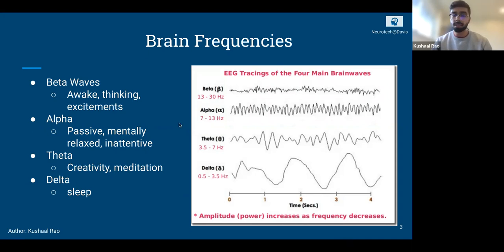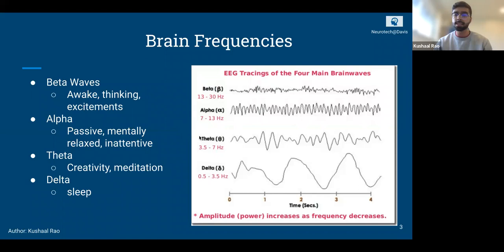So beta waves are often present when we are awake, when we are thinking, when we are excited, when we're trying to actively focus on a task and trying to complete that task. Alpha waves reflect passive mental activity. So whether you are zoning out, whether you are just closing your eyes and sitting there, these kinds of passive mental activity or passive states of being are associated with alpha wave activity. Theta wave activity has been known to be induced when you're undertaking creative tasks or when you're kind of self-reflecting also. And delta waves are only present when you're in deep sleep.